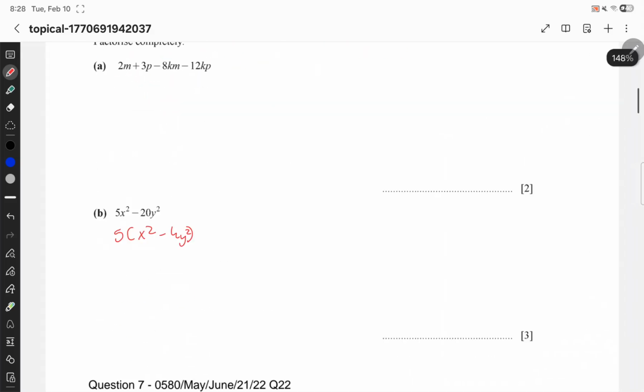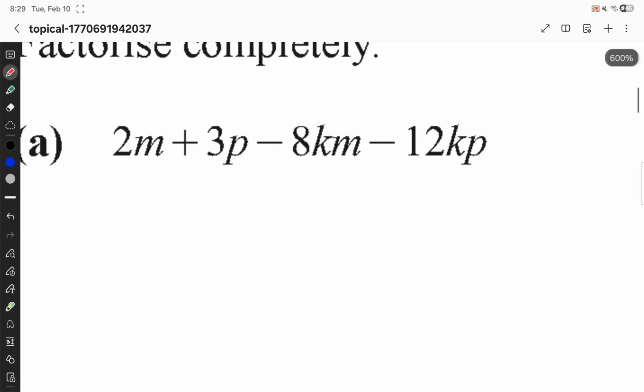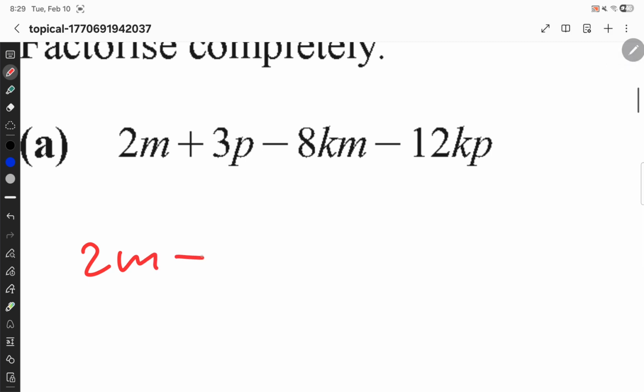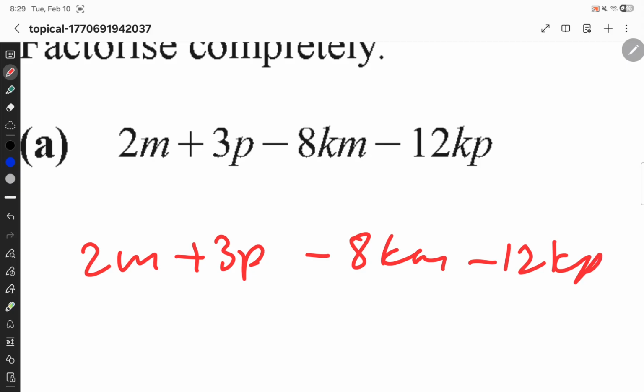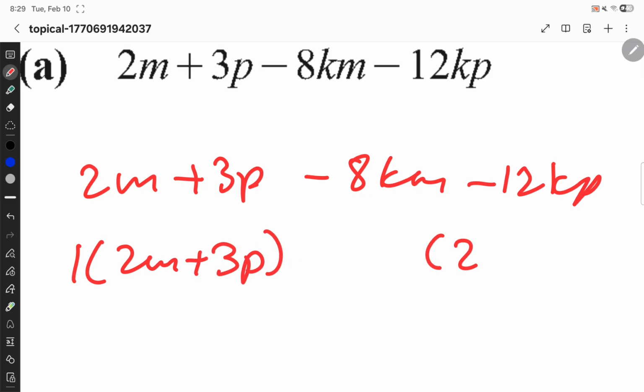Okay, next, moving on, we have these as well. We can group upon m, upon p, or upon k. Let's group upon k. 2m plus 3p minus 8km minus 12kp. 2m plus 3p, we have one common between them, 2m plus 3p, and here we will use the clue method, 2m plus 3p.